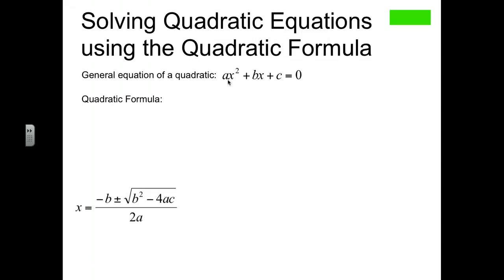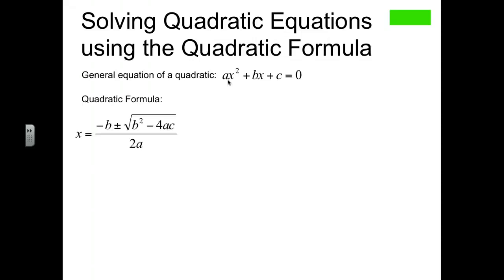The quadratic formula is negative b plus or minus the square root of b squared minus 4ac, all over 2a. There you go, that's our quadratic formula. Now, guys, you don't need to memorize this. This is on the Regents reference sheet.